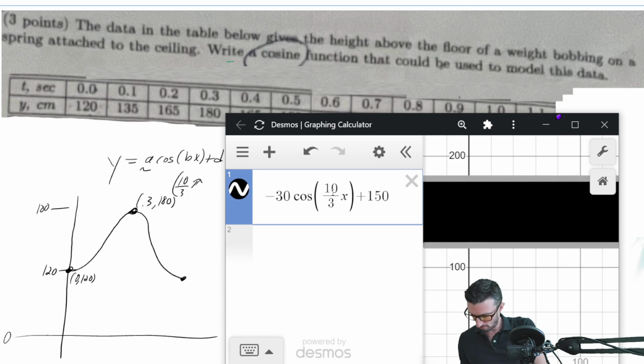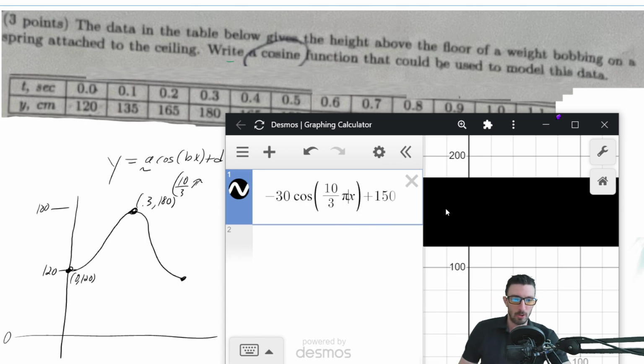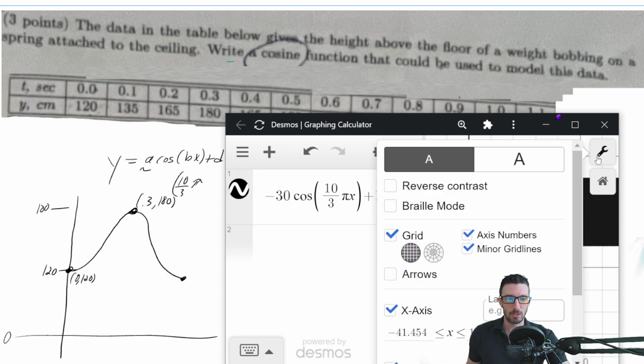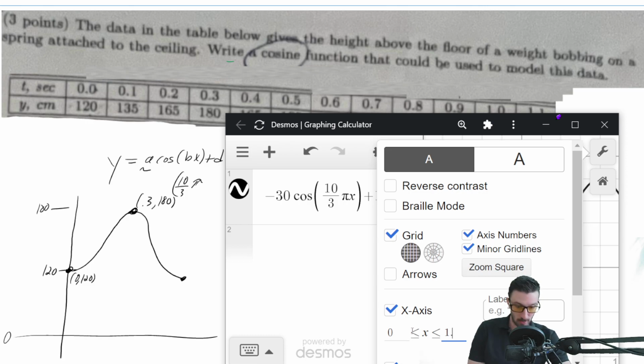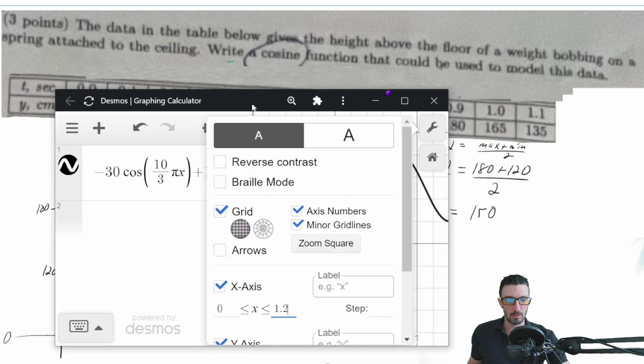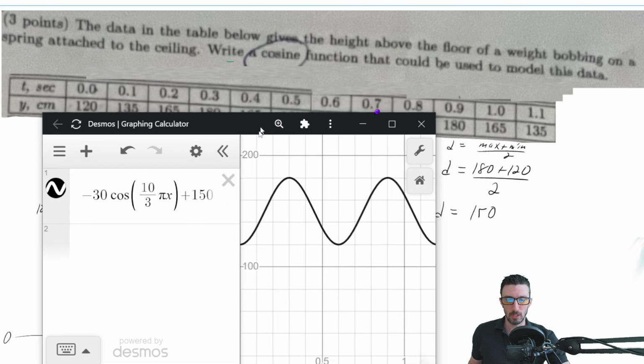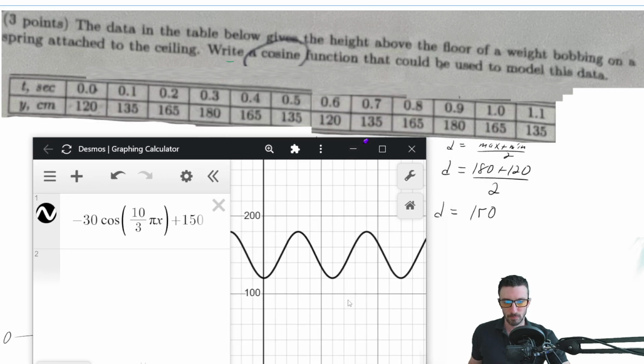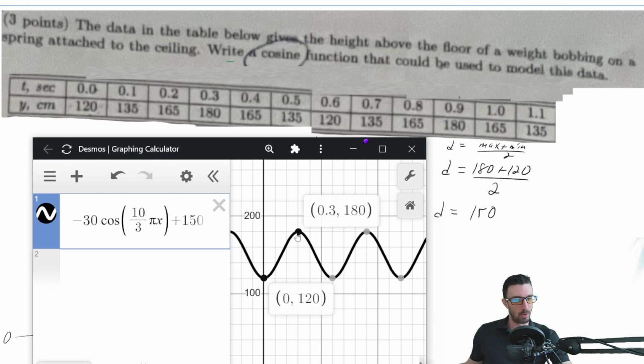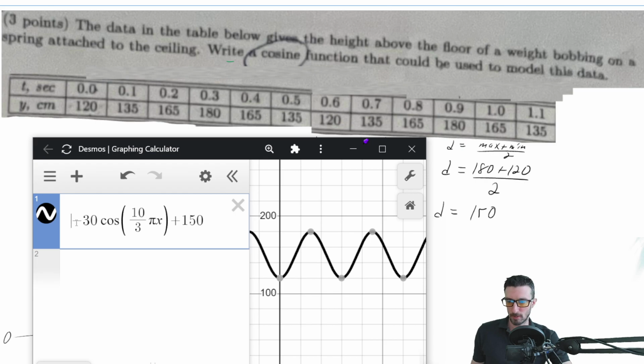10 over 3 pi. Okay, and now obviously this graph is a little tough to look at, but let's change the window, and we're going to change it from 0 to, say, 1.2. So that way we can see what's going on a little bit better, just like the x values in our graph. And let's see, it starts at 0, hits 120. At 0.3, it hits 180. And then at 0.6, it hits back on 120. So this is our full equation.